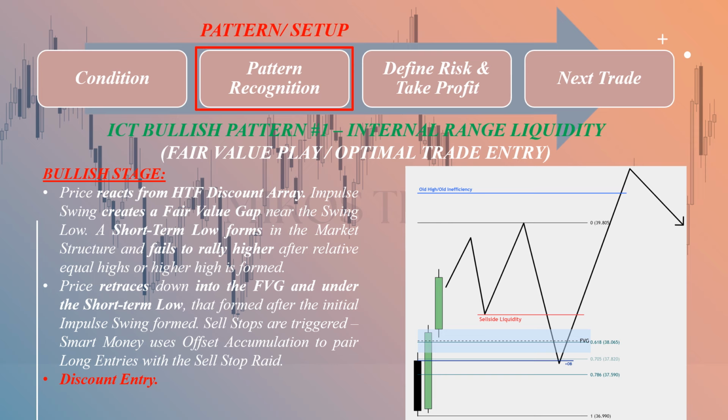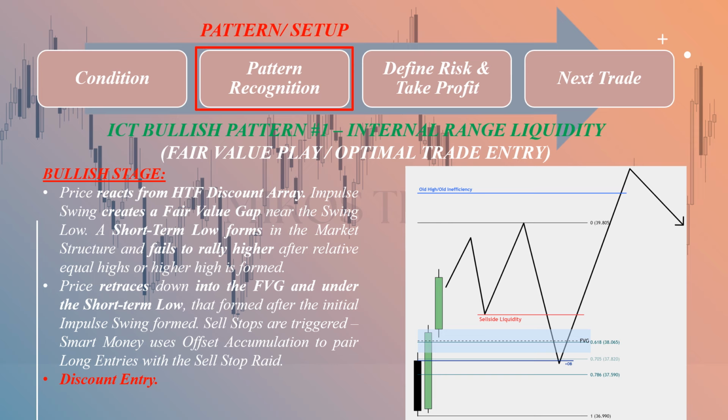Now let's look at the ICT bullish pattern number 1, the internal range liquidity or fair value play, or the actual ICT optimal trade entry. The bullish pattern forms when price reacts from a higher time frame discount array. The impulse swing creates a fair value gap near the swing low.